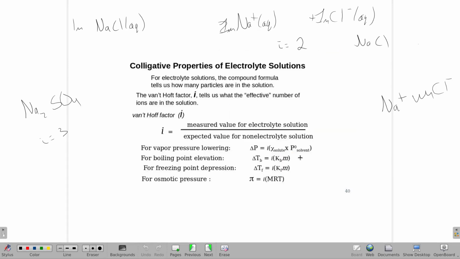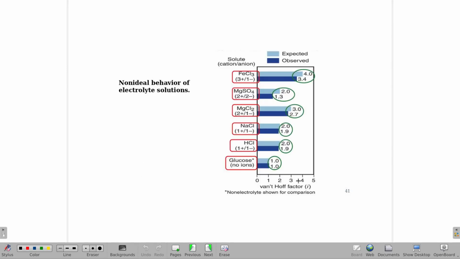But it just changes our equations ever so slightly. If we see here, all these equations are exactly the same as we saw before. They just have that little i in front of them. And you're just going to get this i from that van 't Hoff factor, or an ideal i, so the number of ions, and actually calculate the same type of thing we saw.